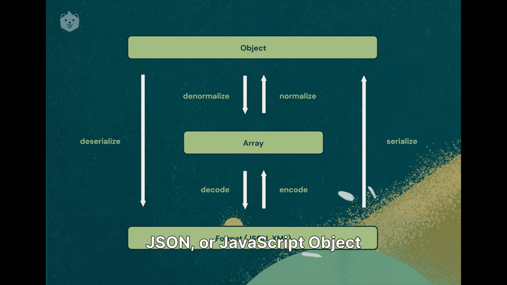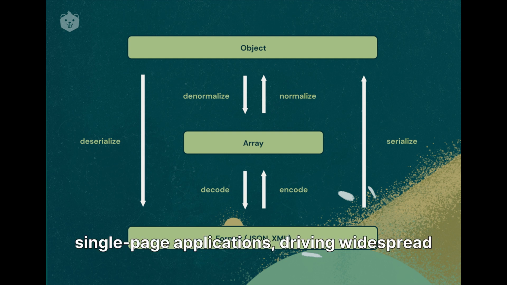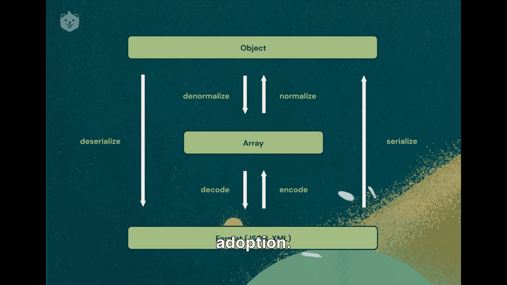JSON, or JavaScript Object Notation, is a lightweight data interchange format, easy for humans to read and write, and for machines to parse. Its simplicity and efficiency have made it the de facto standard for data exchange in web services, mobile applications, and single-page applications, driving widespread adoption.